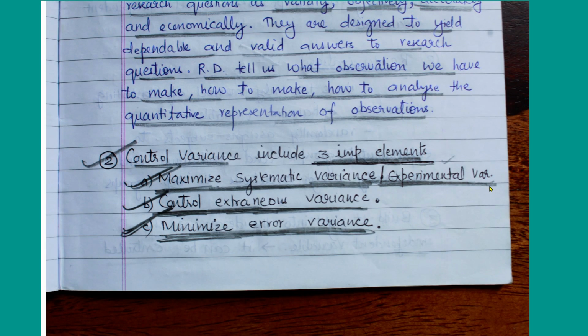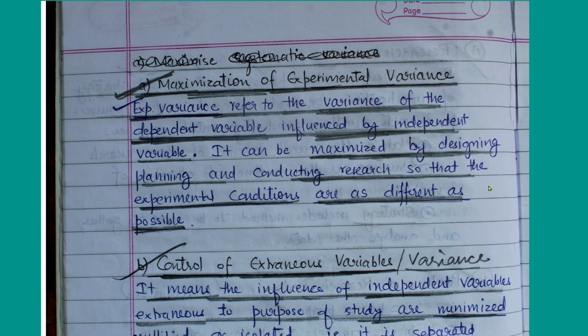Minimize error variance. Error variance is also something we are going to minimize. It means it is also not good. So three things: Max, Min, Con. Maximization of systematic variance, minimization of error variance, and control of extraneous variance. Okay, so now the first thing: maximization of experimental variance.